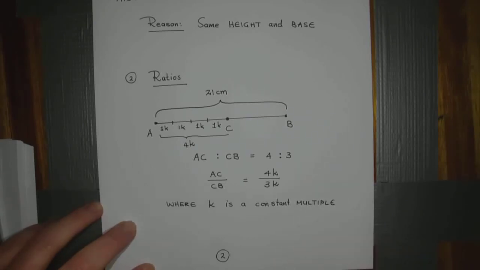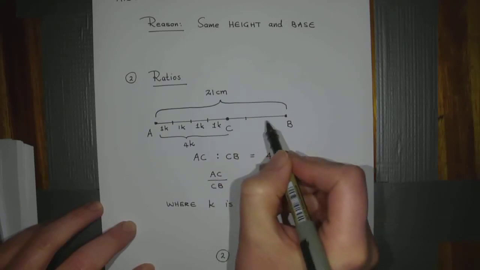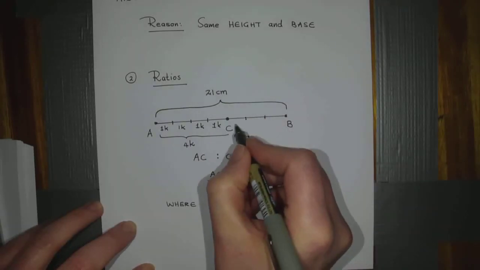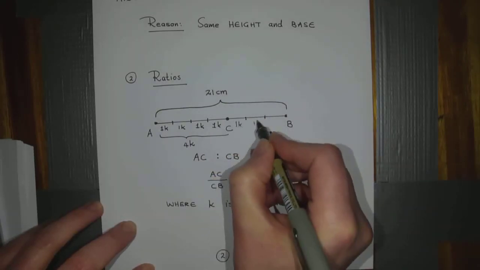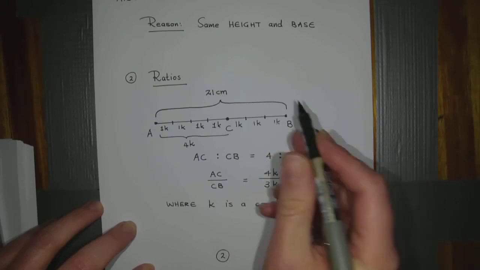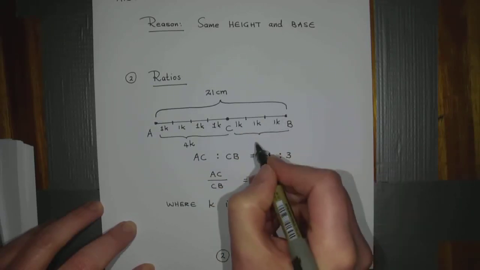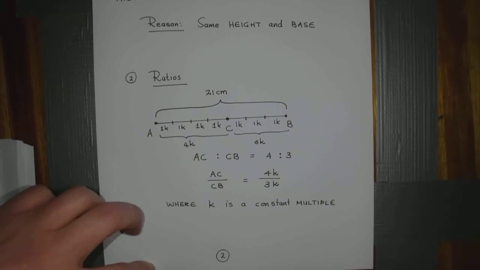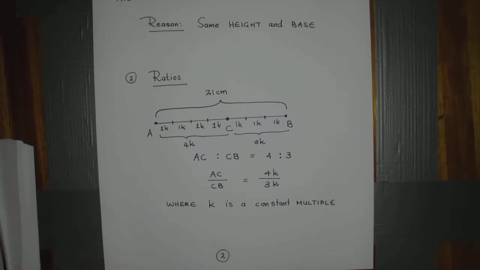Okay, and then in exactly the same way, this thing is also 1K, 1K, and 1K, so that this is then equal to 3K. Now, the moment I do it like that, you can hopefully see how to work out the value of K. Can you see how to work out the value of K? How would you go about doing that? Yes?